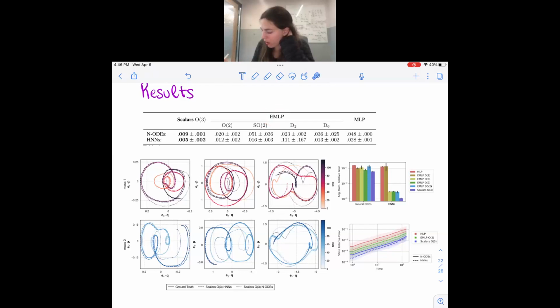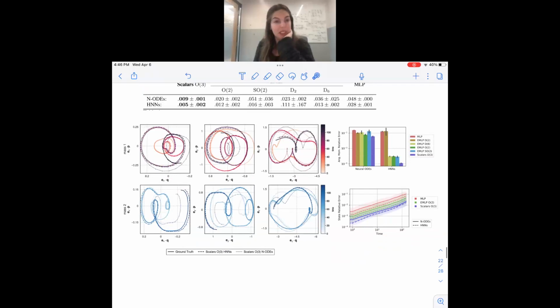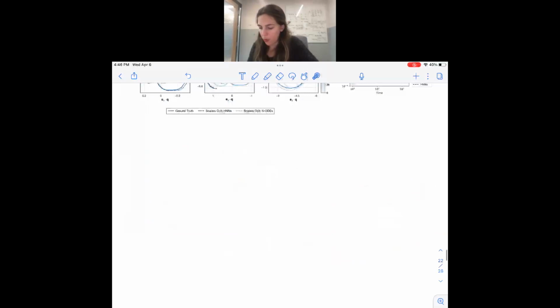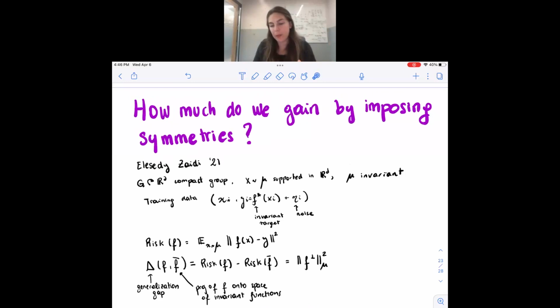Okay, any questions about this? If not, I'm going to move on to the last two things that I wanted to discuss, the scalings. And how much do we gain by imposing the symmetries?